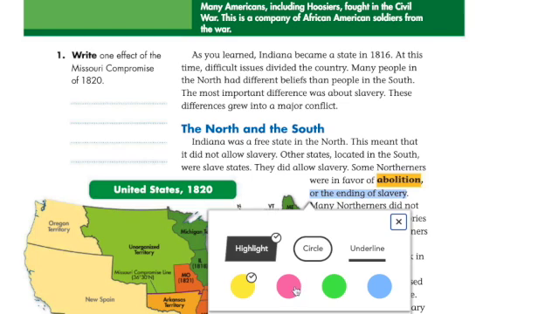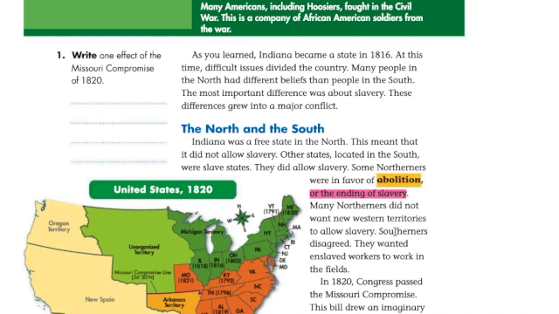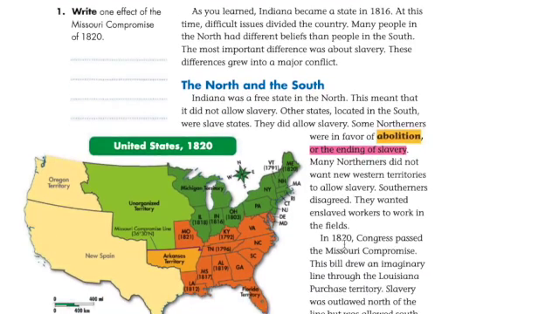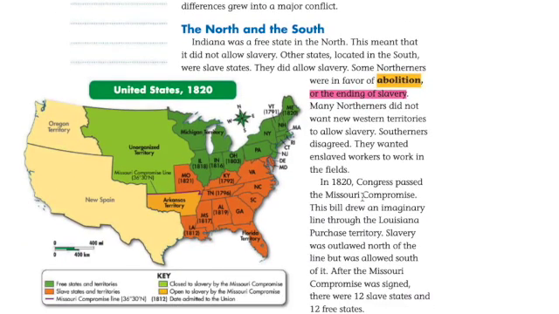Okay, that's one of your vocab words. You're asked to look at that definition. Many Northerners did not want new Western territories to allow slavery. Southerners disagreed. They wanted enslaved workers to work in their fields. In 1820, Congress passed the Missouri Compromise. This bill drew an imaginary line through the Louisiana Purchase territory. Slavery was outlawed north of the line, but was allowed south of it. After the Missouri Compromise was signed, there were 12 slave states and 12 free states.